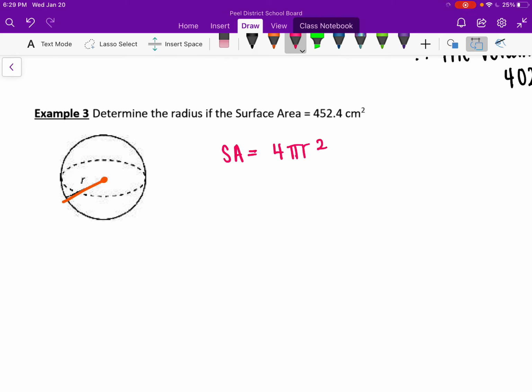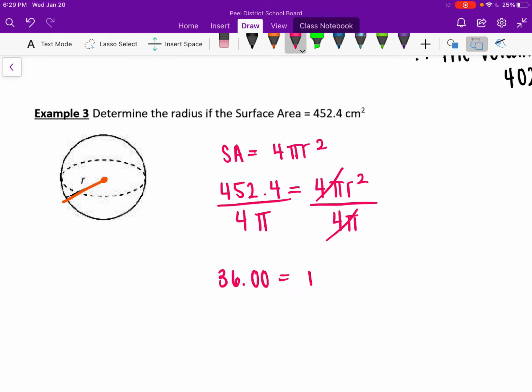So my surface area was 452.4 is equal to 4 pi r squared. And now you've got to rearrange your equation to get the r by itself. We can get rid of the 4 pi by dividing both sides by 4 pi. Whatever I do to one side, I have to do to the other. So let's do this. 452.4 divided by 4 pi is going to give me 36.000848.